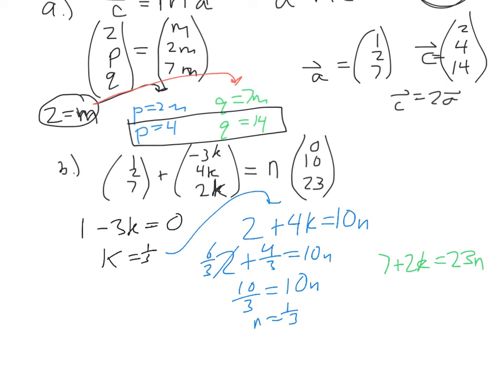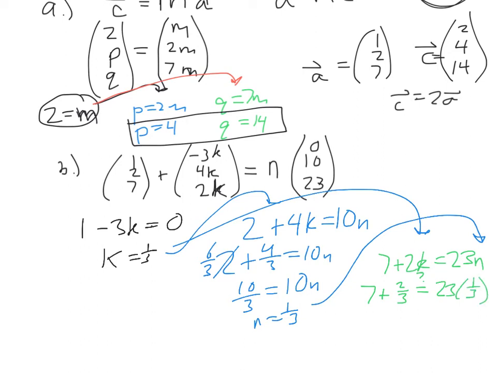And then for this last one, you can either plug the k in and solve for n, or you can plug the k value in and the n value in and show that it works. I mean, hopefully it's going to work. Let's see here. So 7 plus, and my k was 1/3 here, so 7 plus 2/3 equals question mark, 23 times 1/3. Let's see here. This 7 would be 21/3. So if I put those together, I get 23/3. That equals 23/3. So yay! This thing all worked out, right?